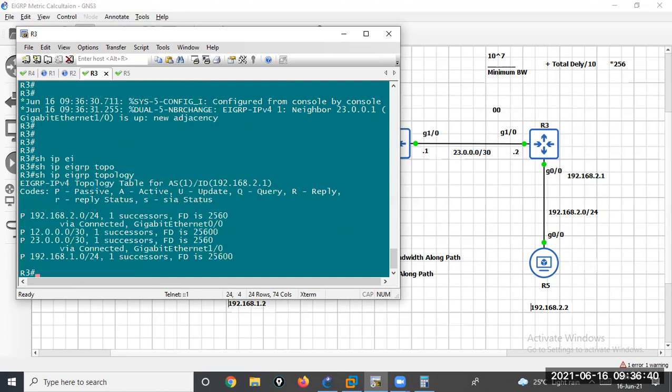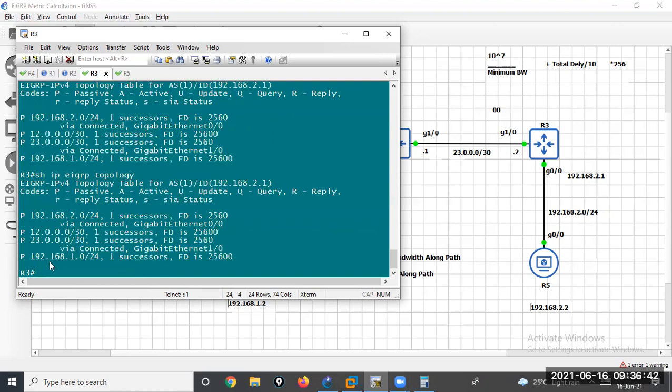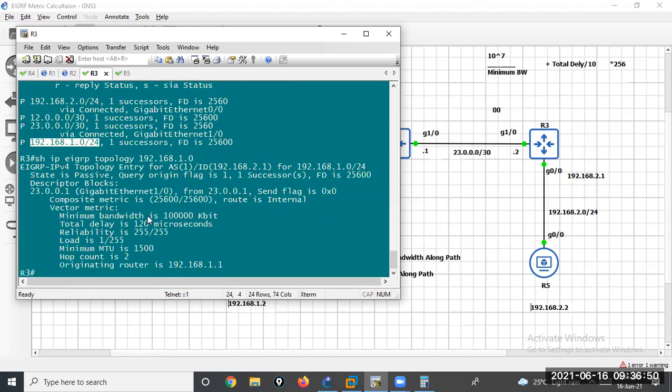What is the network? 192.168.1.0. But what is the value now? The value is 25,600. But previously it was 28,000 something, right? Now it is 25,600 because this time it uses only bandwidth.